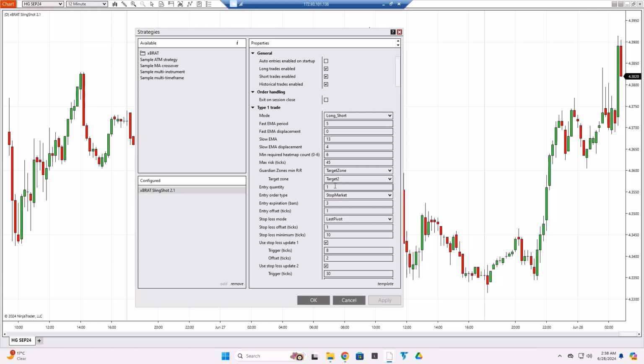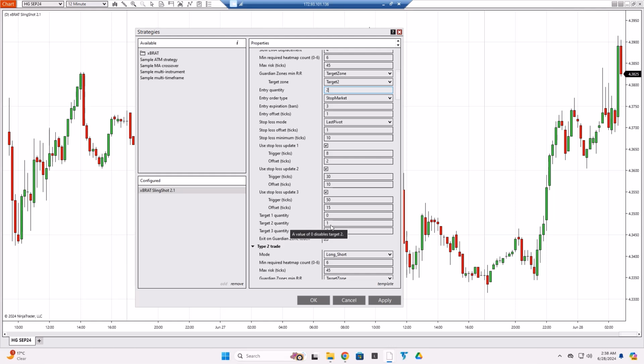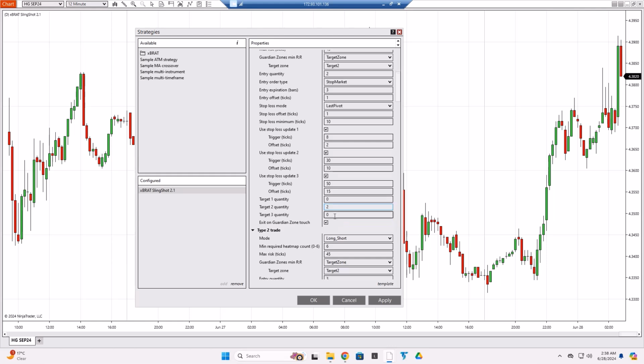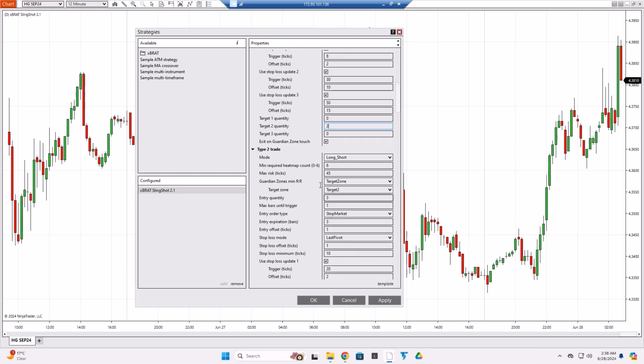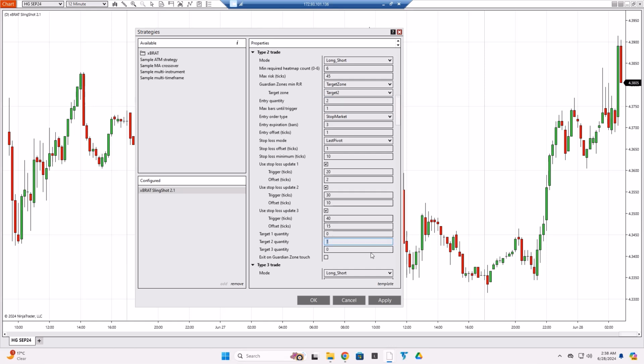I'm going to go to entry quantity 2. Okay, so I'm now going to change the target 2 quantity to 2. Yeah, just take both contracts off at that point. We'll see how that progresses. We do want to look for runners, but we need to look at the behavior on the chart. So again, with type 2 trades, I'm going to find where we get the entry quantity. I want that at 2, not 3. And I'm going to look at taking both of those off at target 2.